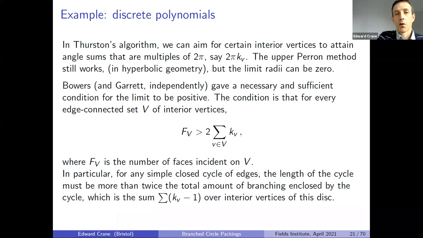But something could go wrong. You could have a fairly short cycle of edges that encloses a large number of interior vertices, and a few of them have branching, and it adds up to too much for the cycle of circles to wind around enough times. So this is all in hyperbolic geometry. So again, this is proved by a Gauss-Bonnet type argument, and it matters really that the areas of all the faces are positive, and that the curvature is negative.